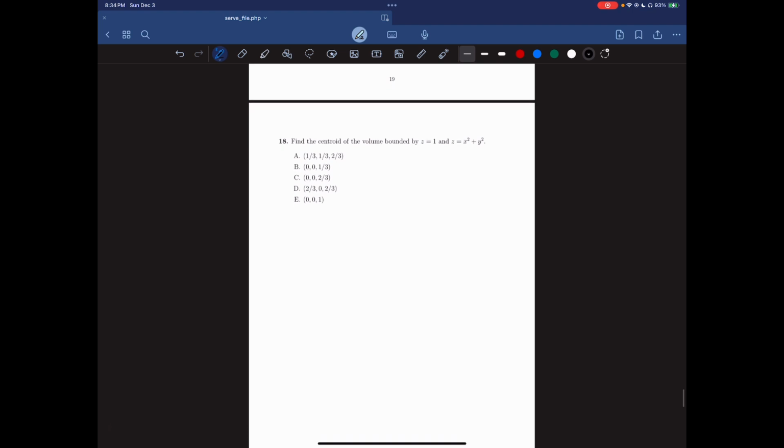Number 18, find the centroid of the volume bounded by z equals 1 and z equals x squared plus y squared. Okay, this is not too bad, but we should probably sketch it out. So x squared plus y squared is some paraboloid. You could use cross sections if you didn't know that. And if we intersect that with z equals 1, we're going to get a kind of bowl.